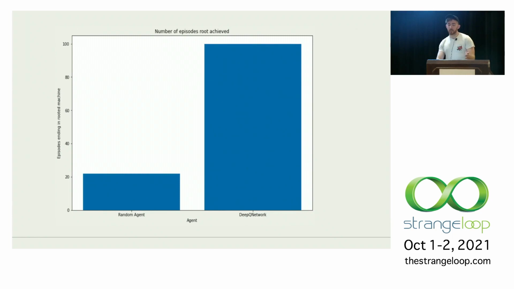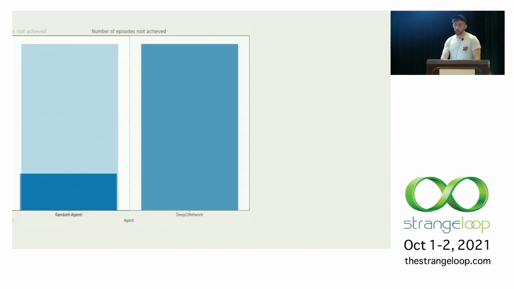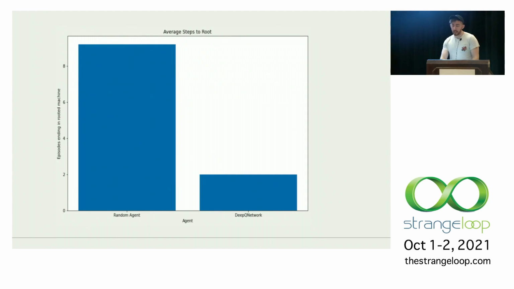Then the number of episodes root was achieved, so the number of episodes wherein it ended not because we ran out of time steps, but because, hey, you got root on the only box I care about. We can move on. For the random agent, that was about 1/5 of the time, and for the deep Q network, it was always.